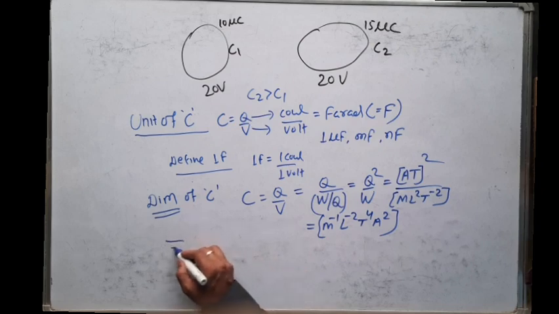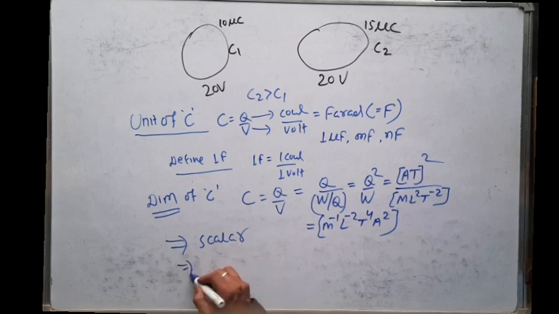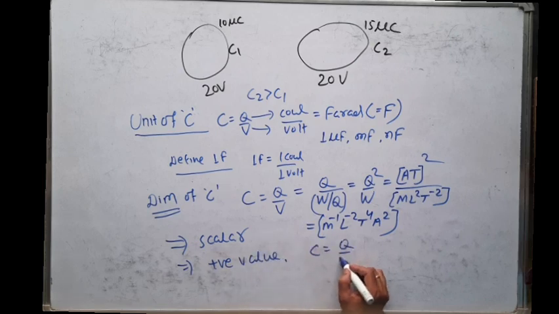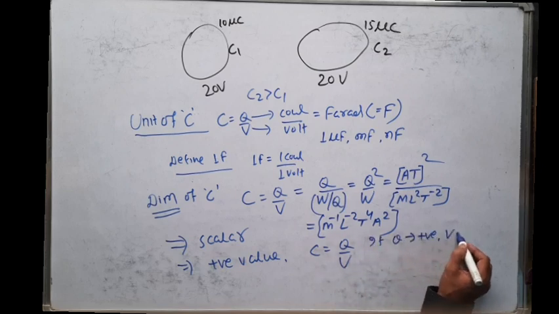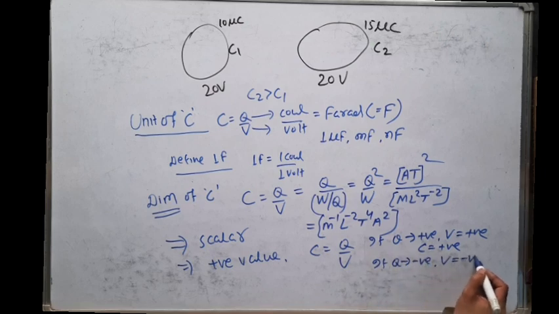And capacitance is which quantity? Definitely it is a scalar quantity, and it is always a positive value. Why? You know C is equal to Q by V. If Q is positive, then potential is also positive, so C is positive. If the charge given is negative, potential is also negative, then capacitance is again positive. So capacitance is positive.